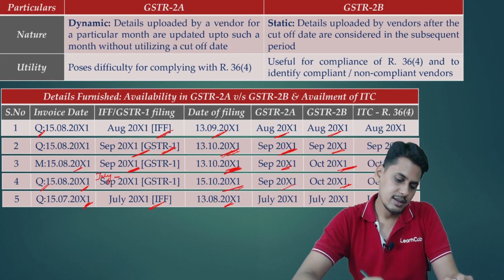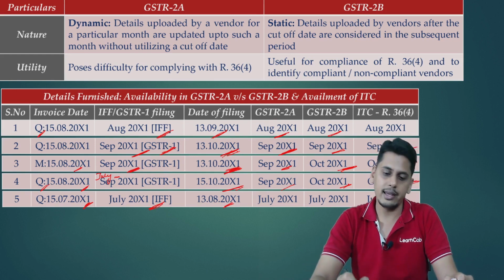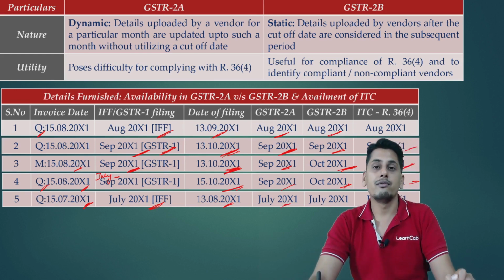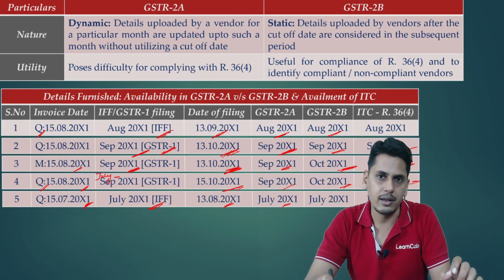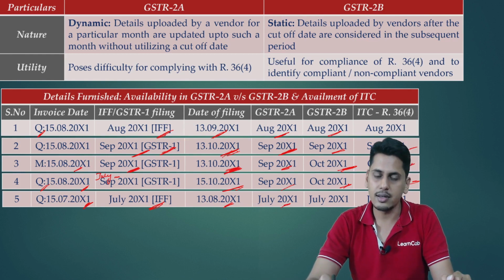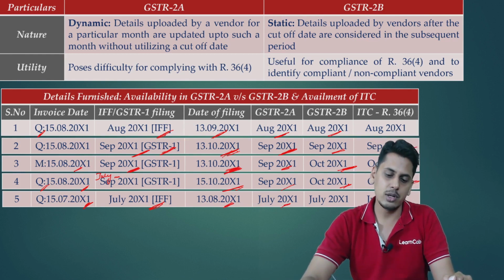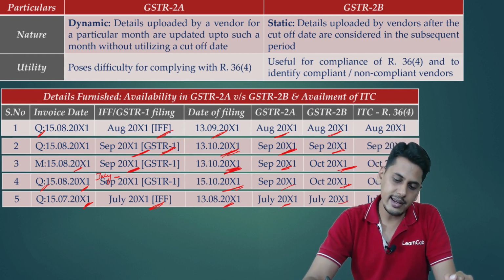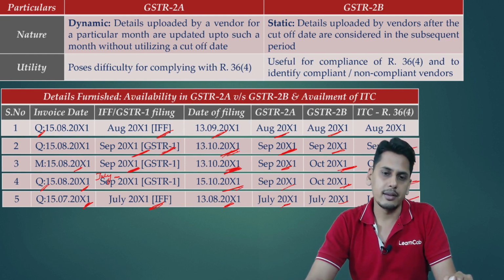Now friends, since it was furnished in IFF of July, it will appear in 2A of July. Will it also appear in 2B of July? To appear in 2B of July, it should have been filed by 13th of August. Is it done so? The answer is yes. So it will be 2B of July, ITC for the tax period July.